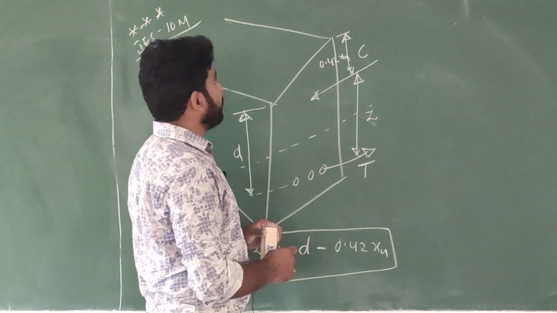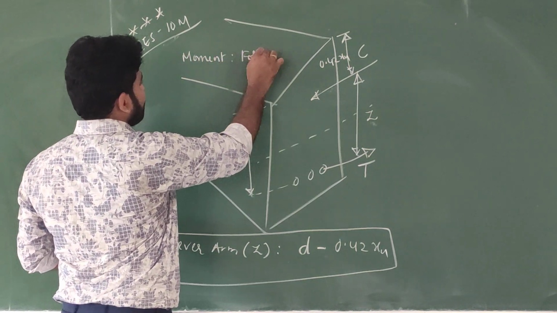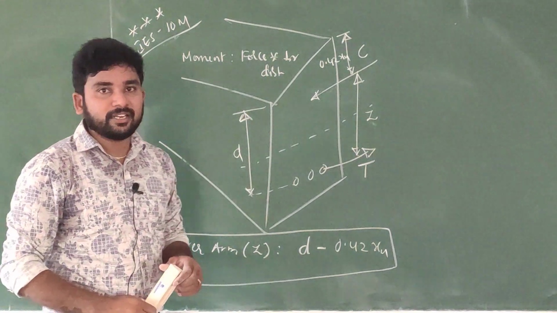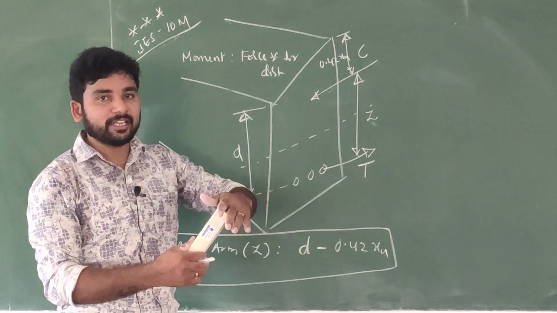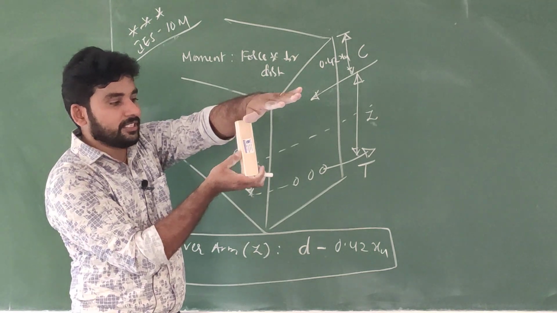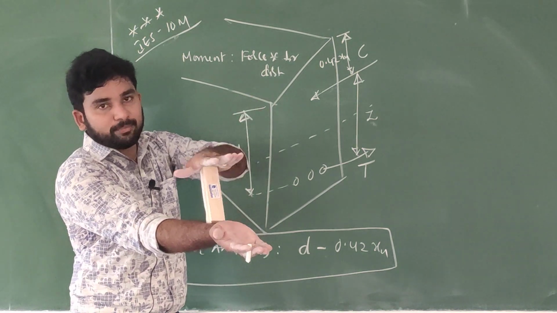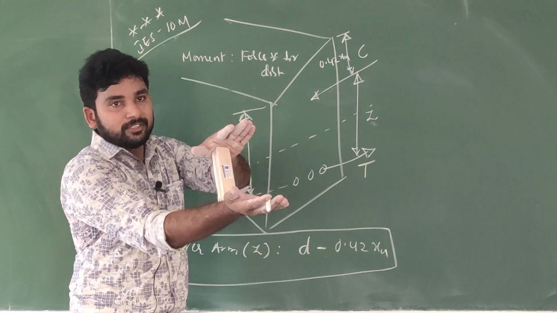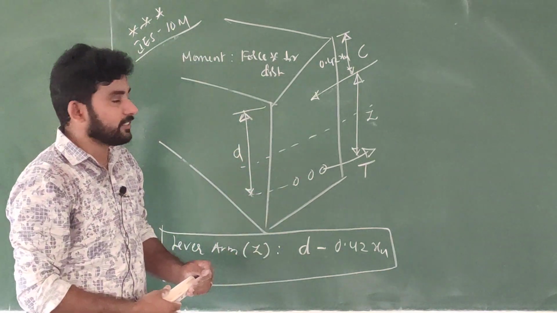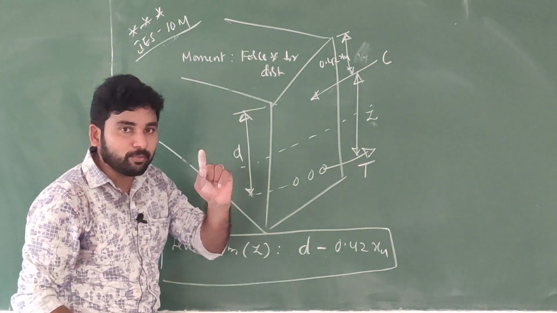Tell me, what is moment? Moment equals force into perpendicular distance. So in the strength of materials, we learned that moment equals force into perpendicular distance. If you see, this is one force, this is a lever arm, and there is another force also acting like this. This is compressive force, this is tensile force. So when the compressive force is acting in this direction, and the tensile force is acting in the opposite direction, so what happens?